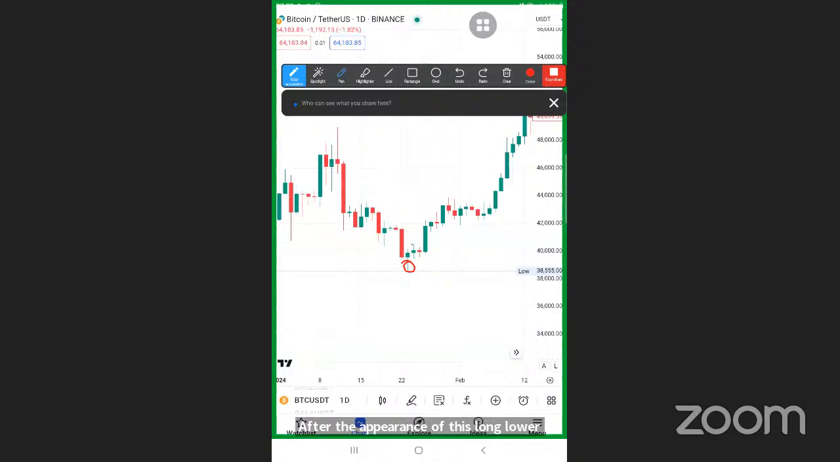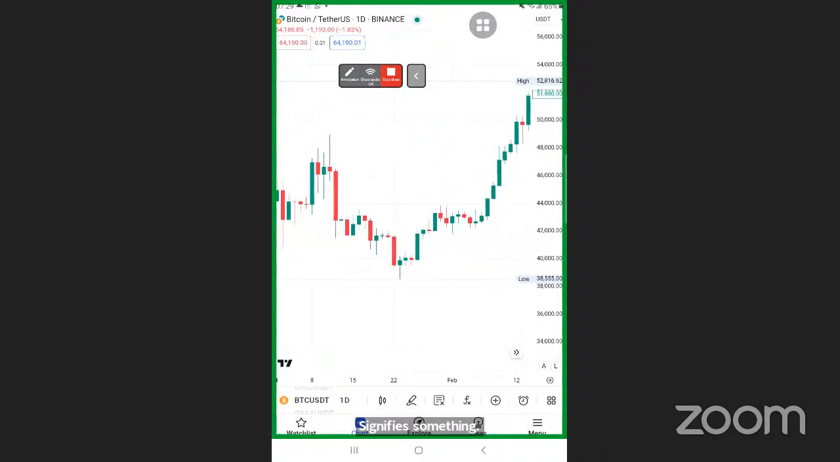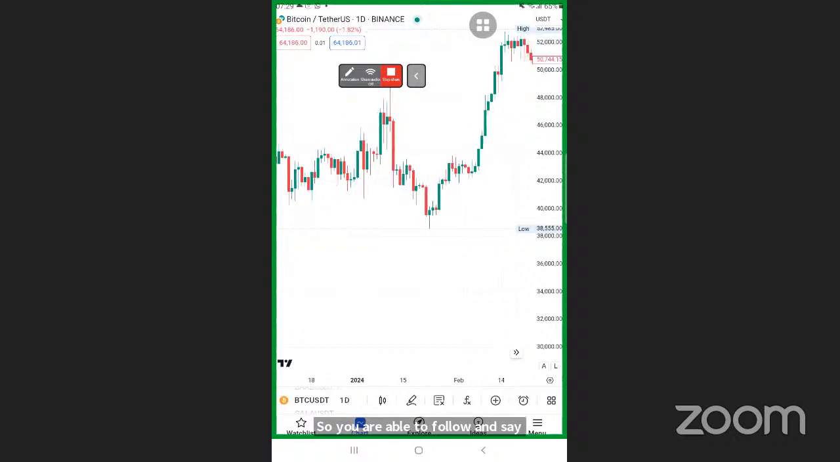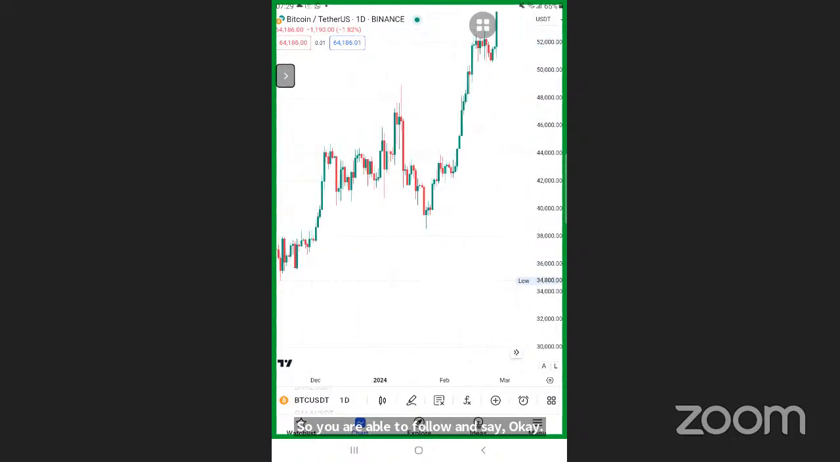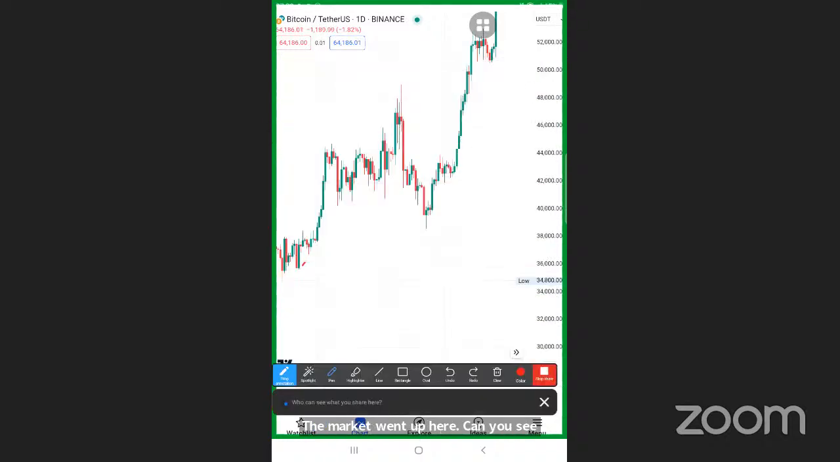All right, this is a hammer. So you can see the market change direction. The presence of this long lower shadow and long upper shadow signifies something. So you are able to follow and see what happened there. The market went up here. Can you see? The market went up here.